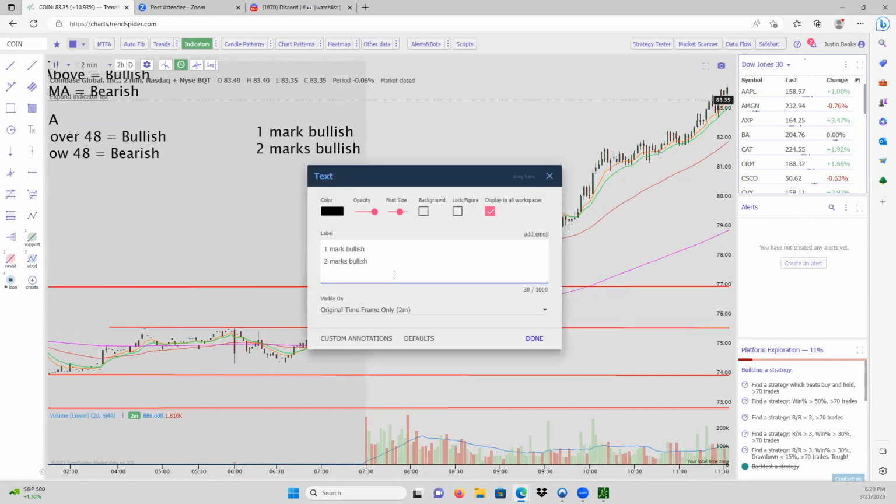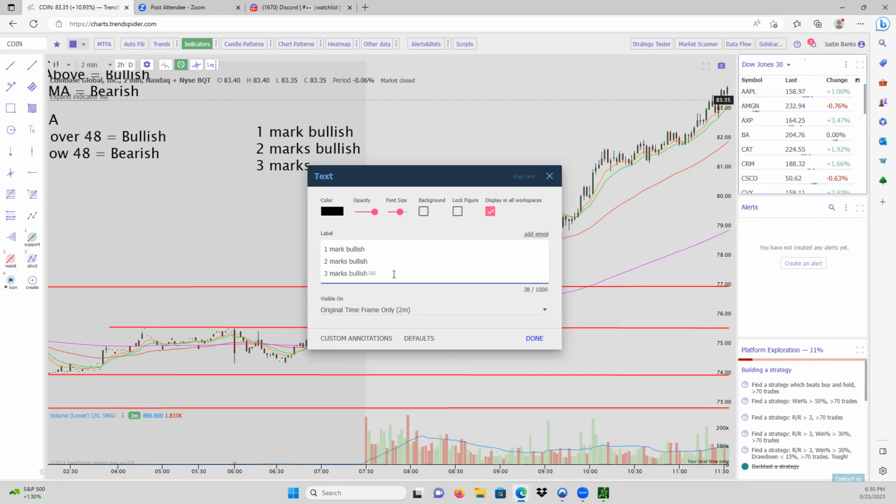So now we have 3 marks, right? So pretty much what we're doing here is seeing all these confluences to give us a high probability setup, right? And we have all of these things working together and showing us that we have a bullish thesis. We're giving ourselves a high probability setup.